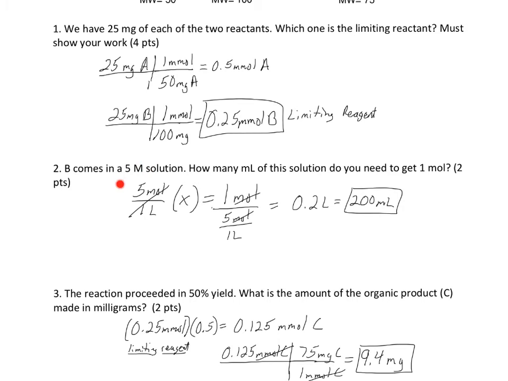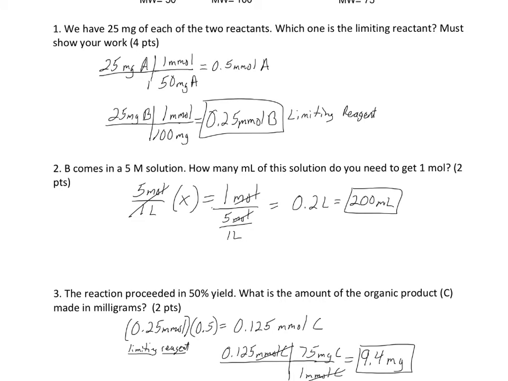So if I wanted 5 moles, I would need 1 whole liter. But I don't need 5 moles, I only need 1 mole. So we take the 5 moles in 1 liter, and divide by the 1 mole that we're trying to get. The moles will cancel out. 1 divided by 5 is 0.2 liters, or 200 milliliters.